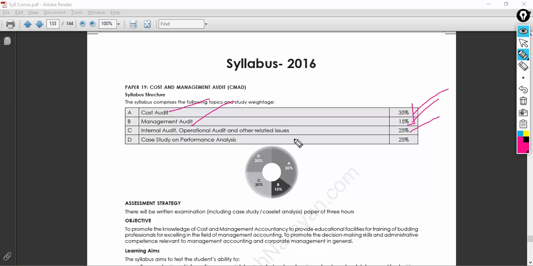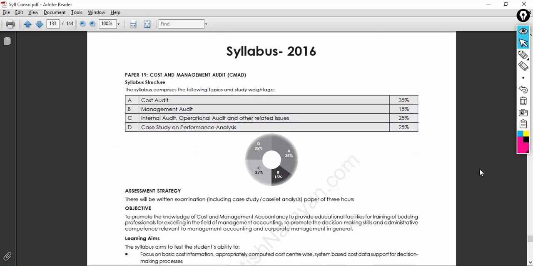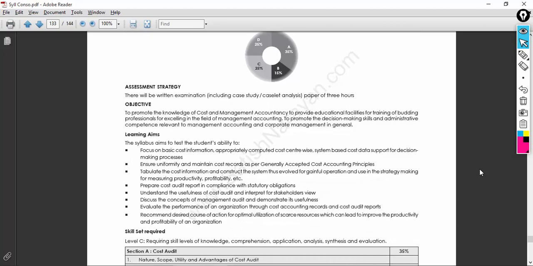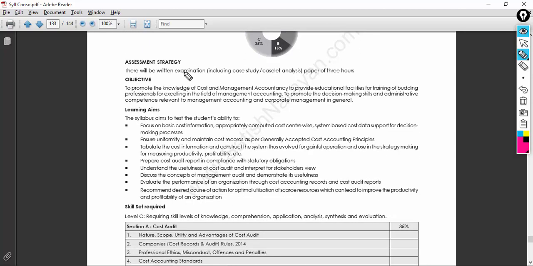We also have internal audit, which includes the operational audit, at 25%. Another 25% is given for the caselet and the performance analysis. So let's try to understand how you can break this down to get good marks in your examination. The assessment is a written examination, which includes the case study or caselet analysis, which the institute has already given in the study material. You just need to analyze it.